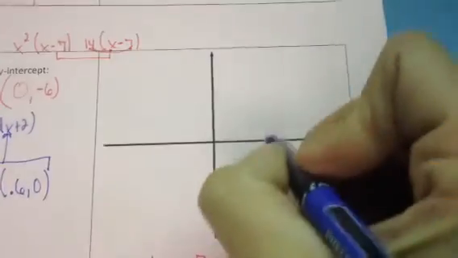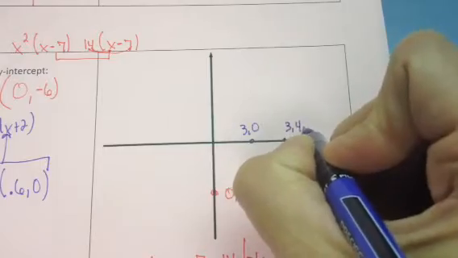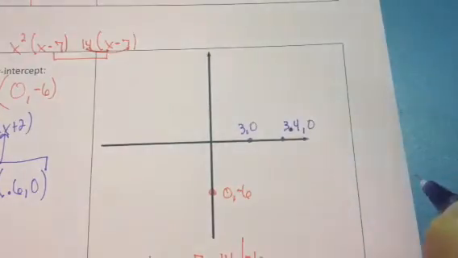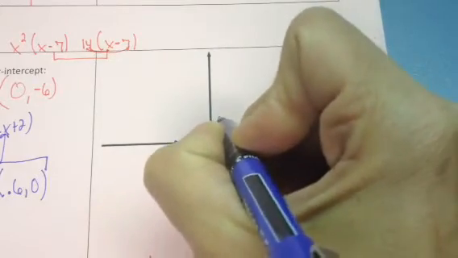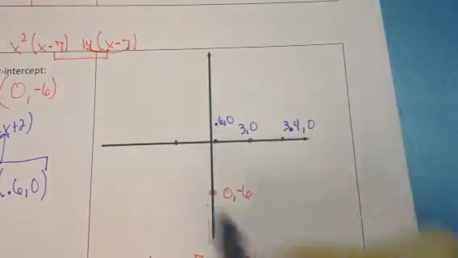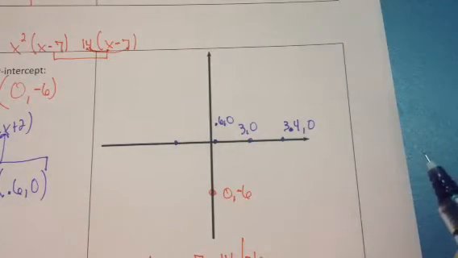So I'm going to add, so here's my 3, 0. Here's my 3.4, 0. And then somewhere over here will be about my 0.6. Oh, sorry, here's about my 0.6. Not over here. And these all show up once, so they are going to cross all of them.